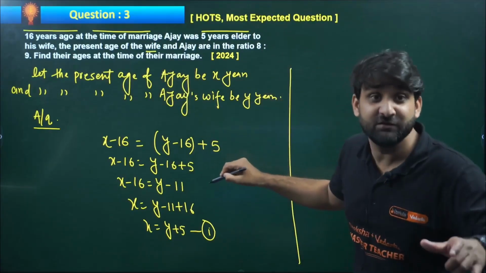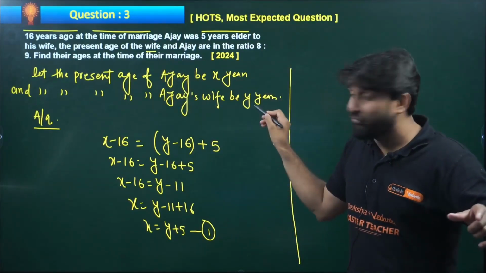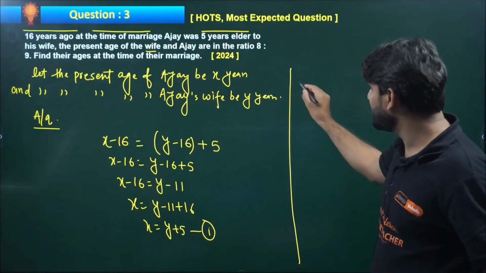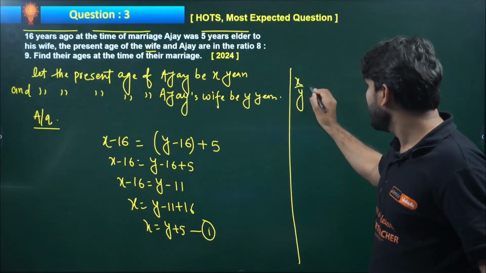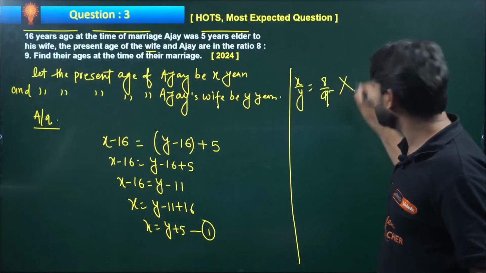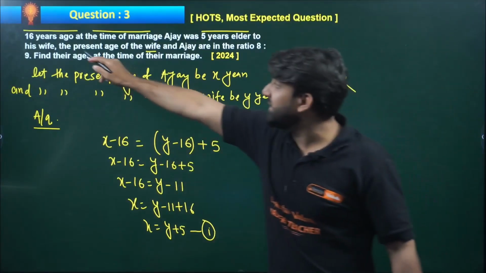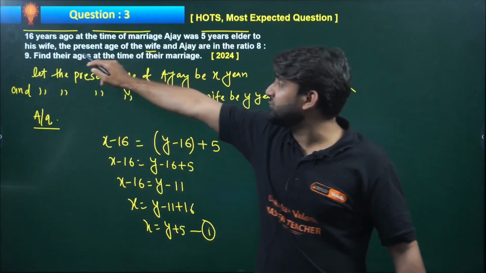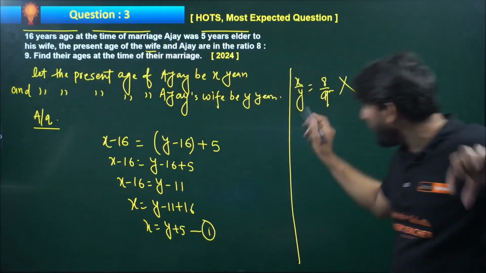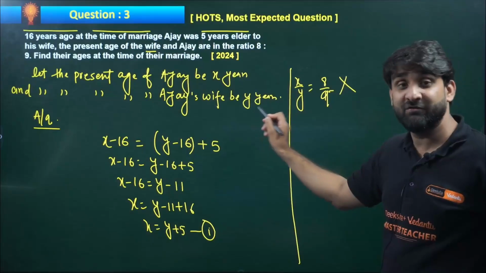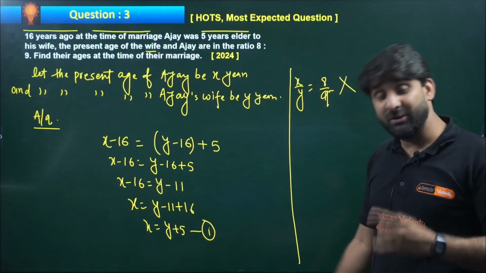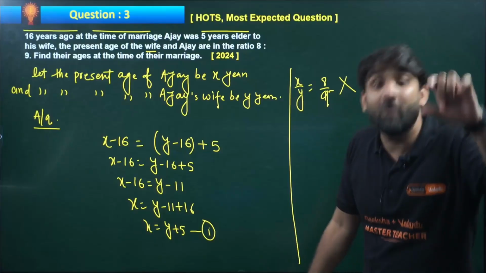This is also very confusing. And what is the present age of wife? You know, in excitement, some students write this as X by Y. Ratio is equal to 8 by 9, and it has become wrong, because in the question, the present age of wife and Ajay, so wife will come first and the present age of wife is Y, we have supposed. So the ratio X by Y will be wrong and the correct format will be Y by X.